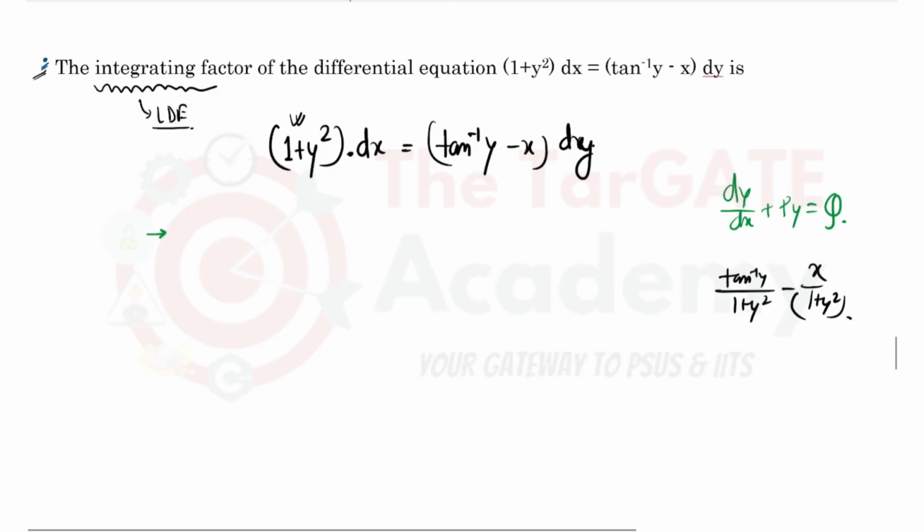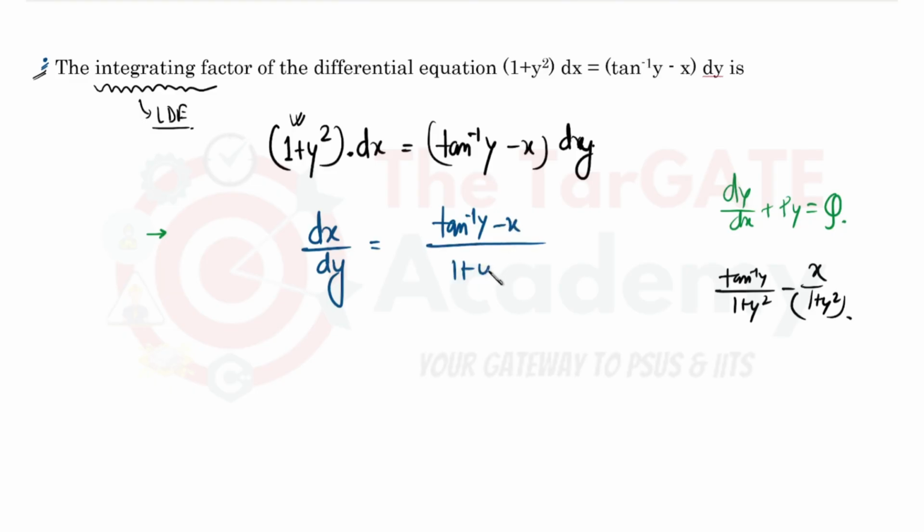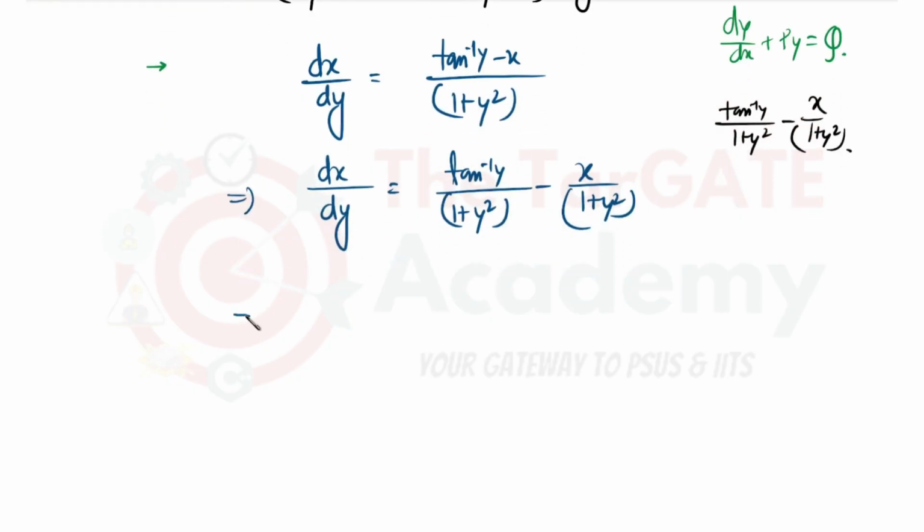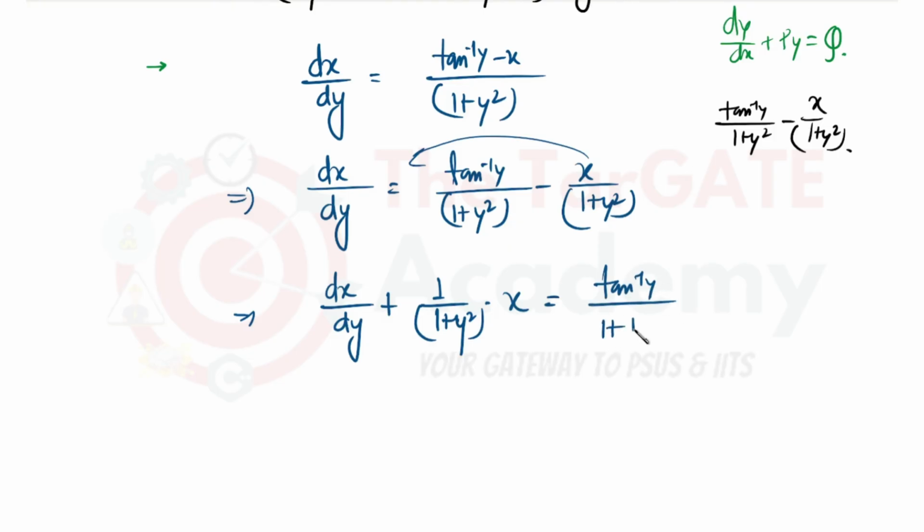Okay, so what you can do is write this in the form of dx by dy. So dx by dy equals (tan inverse y minus x) over (1 plus y square). So I can write this as dx by dy equals tan inverse y by 1 plus y square minus x by 1 plus y square. Now, since it is in the form of dx, bring the x part to this side, so dx by dy plus 1 by 1 plus y square into x equals tan inverse y by 1 plus y square.